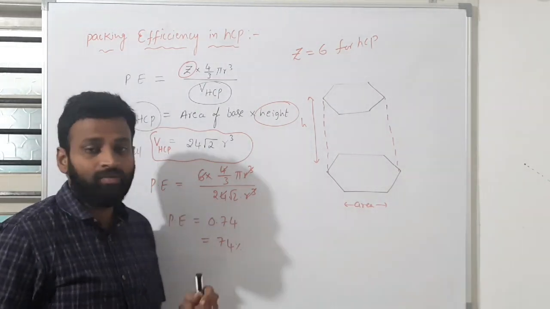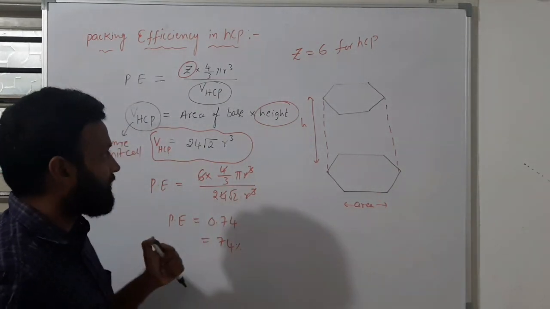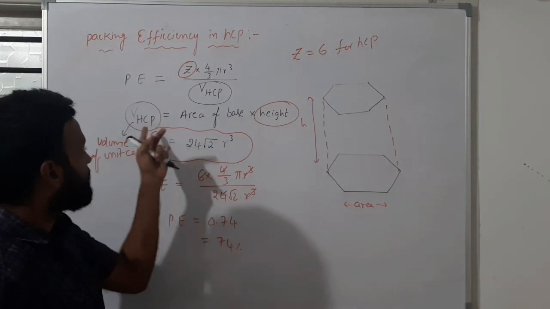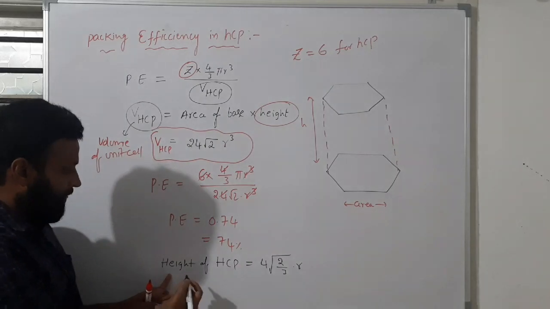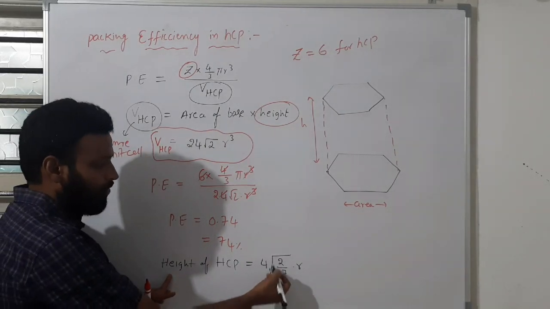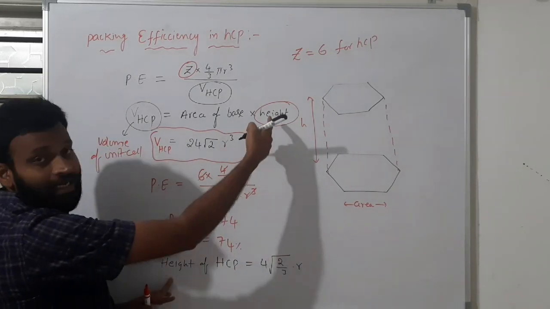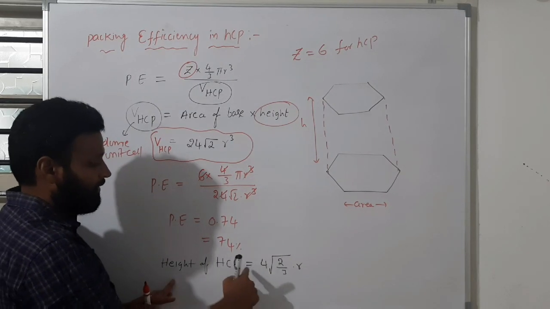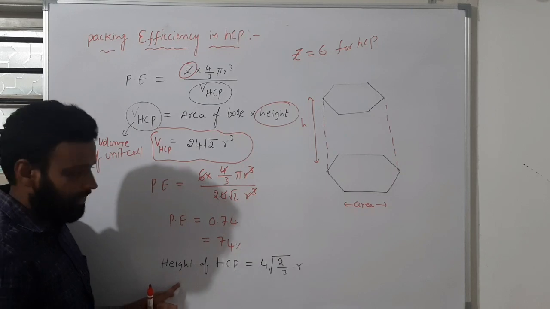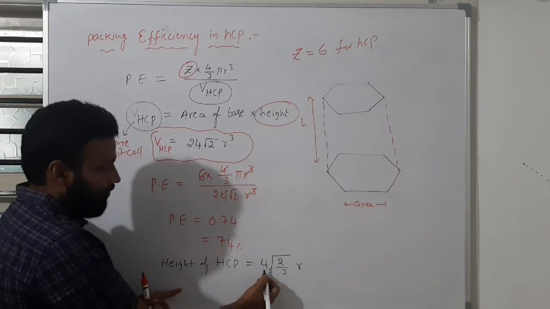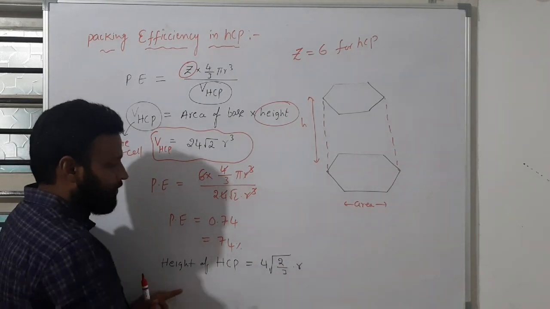Packing efficiency in what, sir? HCP you will have like this. So volume of HCP here is area of base into height. Observe here one more thing. Height of HCP, I will say now. So height of HCP is 4 root 2 by 3 into r. This is the height of HCP. Okay. So 4 root 2 by 3 into r.